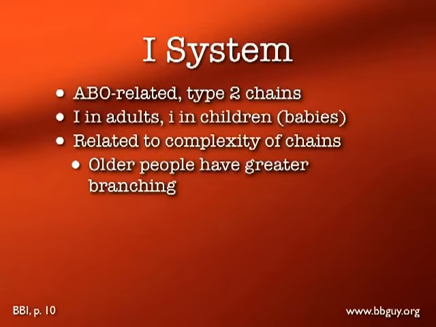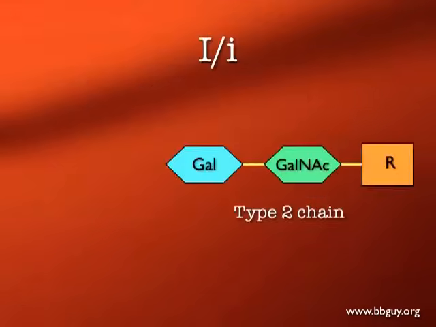There are two antigens in the I system, big I and little I. Big I tends to occur in adults, while little I predominates in children. Basically the difference between big I and little I is not so much related to a specific sequence of residues on a chain, but more the three-dimensional structure of the chain. Older people have greater branching of their chains. And let me just show you that.